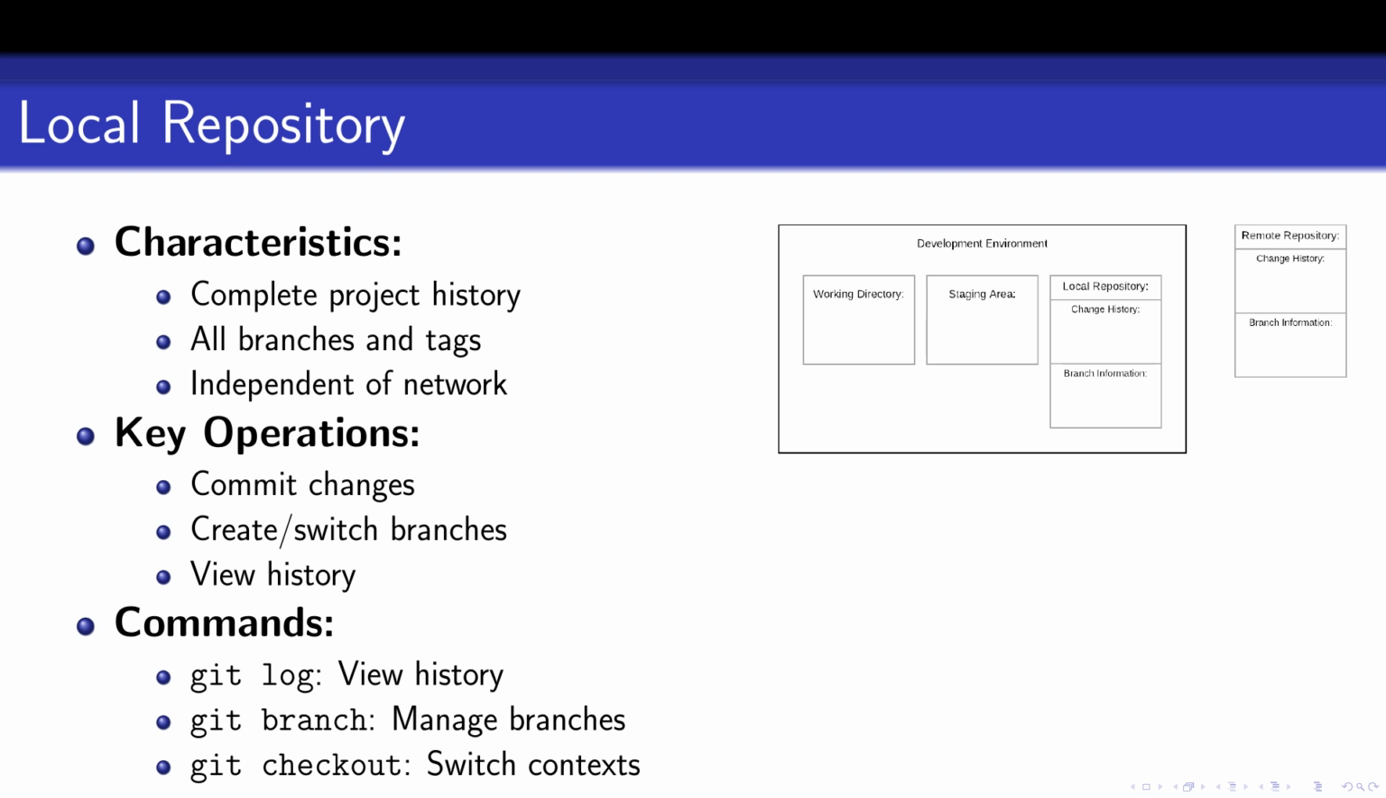The local repository stores your project's history, including all branches and commits. It allows you to work offline, experiment, and roll back changes if needed. Key commands include git log for viewing history, git branch for managing branches, and git checkout for switching between them. The local repository gives you full control over your project.